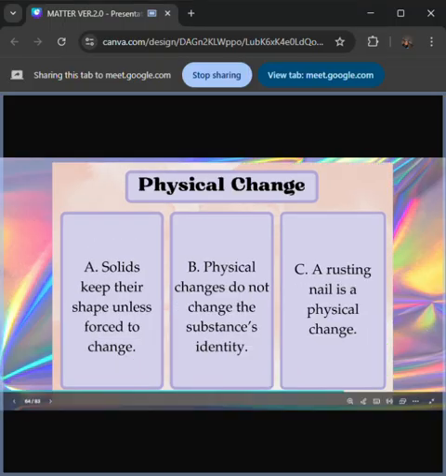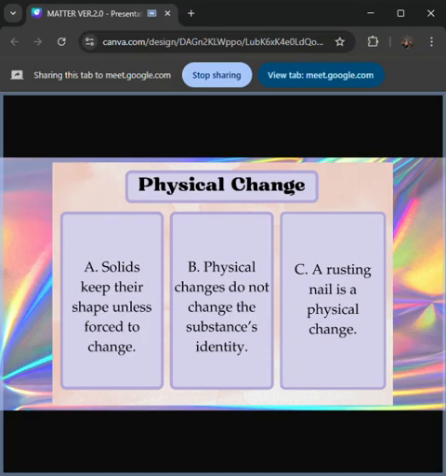Okay, so physical change. How about Philip? Would you like to answer this? The choices, ma'am? Ay, no, no, no. Okay, so the first statement would be, solids keep their shape unless forced to change. Physical change does not change a substance's identity. And last but not the least, the rusting nail is a physical change.